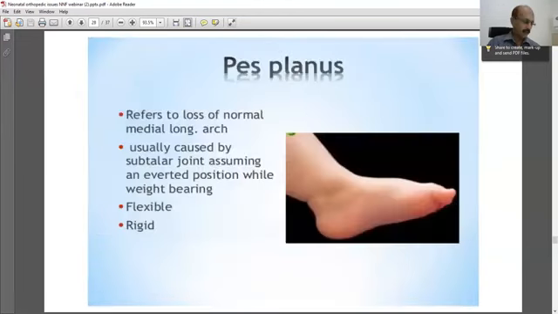So here, pes planus, or flat foot, we know. In flat foot, we know that it's not a cause of concern. If a flat foot is rigid, that is, we are not able to dorsiflex, then it's a problem. And it's more important to know this from the point of view of not missing more severe issues which can present as flat foot or which we mistake as flat foot.